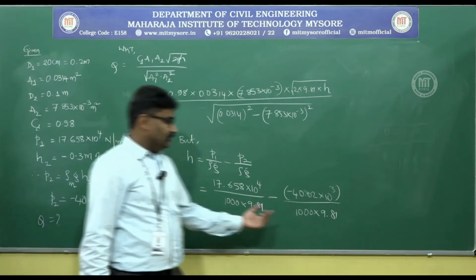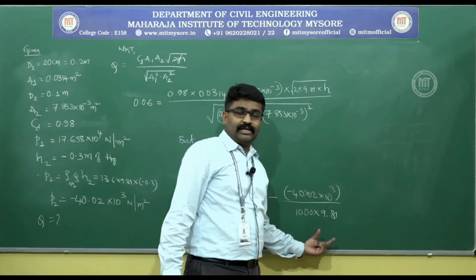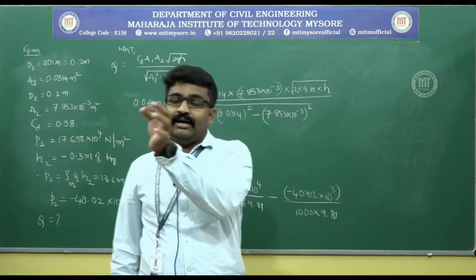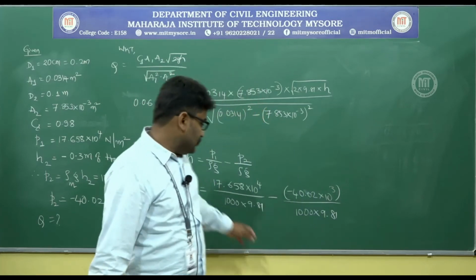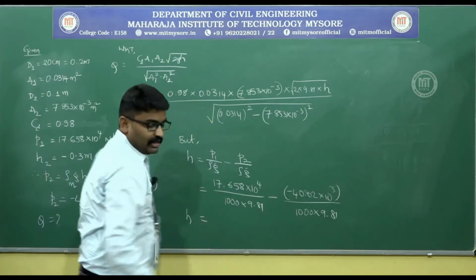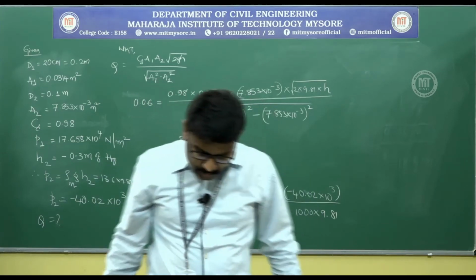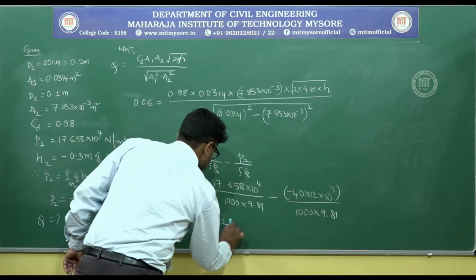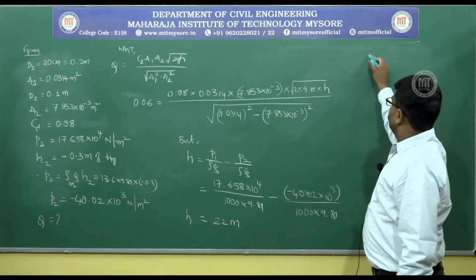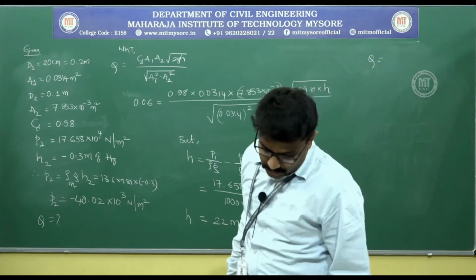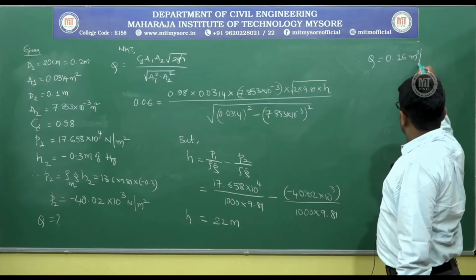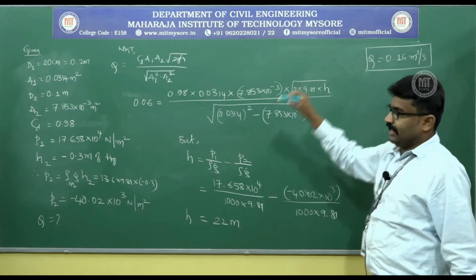Do not get confused with rho g here. This has to be 1000 into 9.81 because whether you take the inlet or throat, in both inlet and throat water is flowing. That means rho g is nothing but rho of water into g. So, this will fetch you an answer of H is equal to 22 meters. Now, therefore, put that H here and you will get Q to be equal to 0.16 meter cube per second.